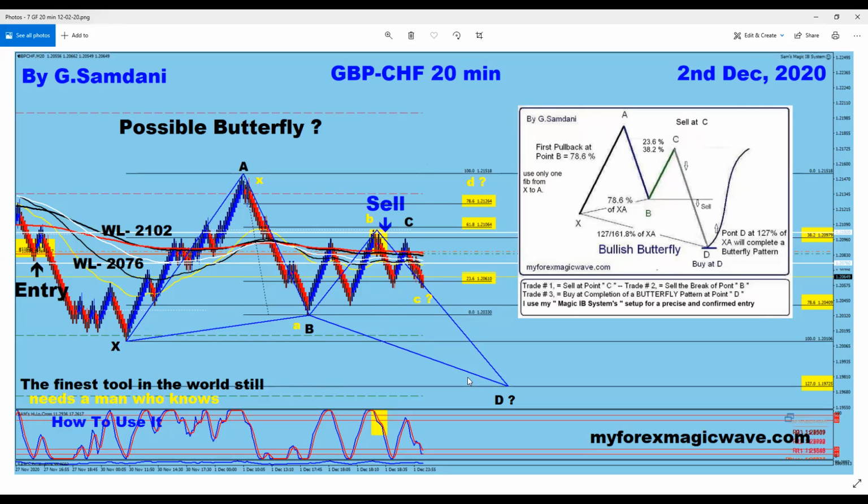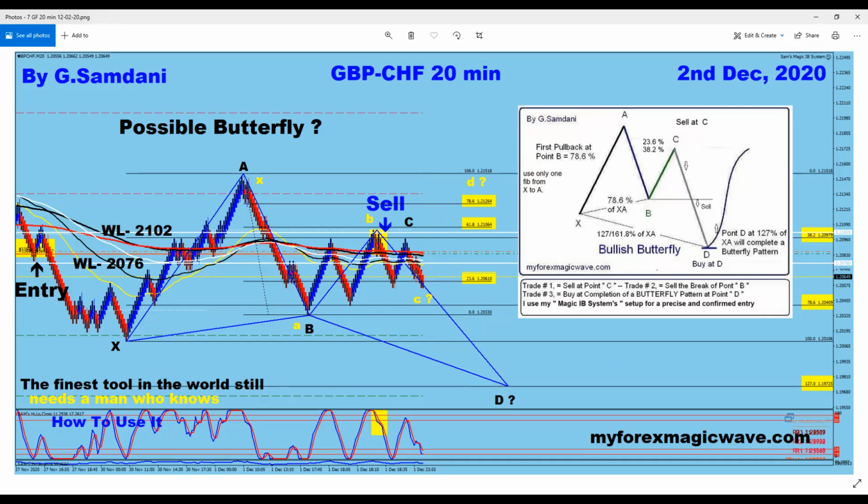Either the bullish butterfly will come here and finish up here, or if it goes up, it's going to go into this area, make a bearish girdle, and then drop later on. Maybe not. It depends, right?